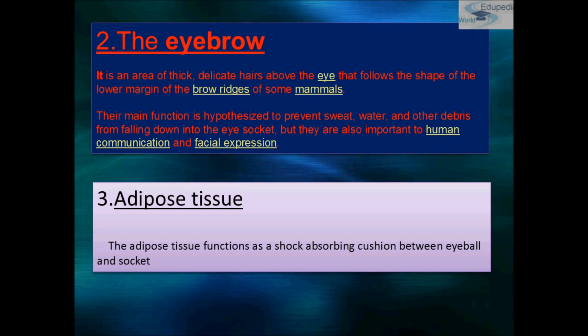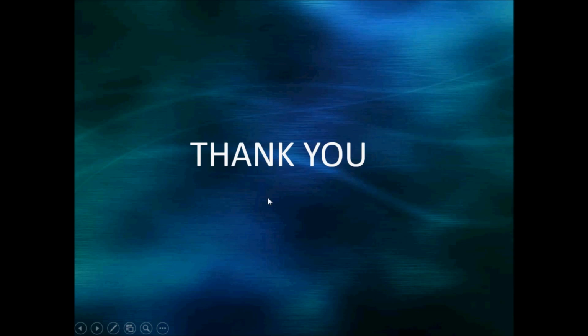So these are the three protective structures of the human eye. First we have read eyelids, second is eyebrow, and third is your adipose tissue. So this was all about it. In my next section of the presentation, we'll be studying about the mechanism of vision.